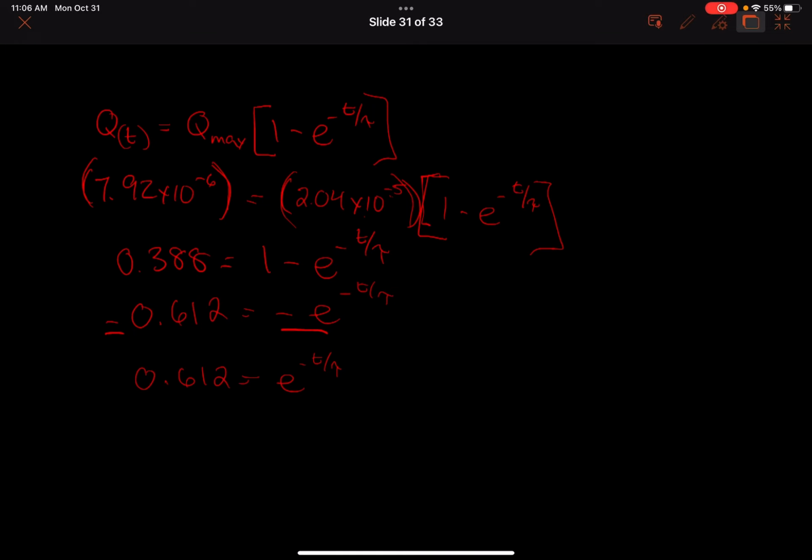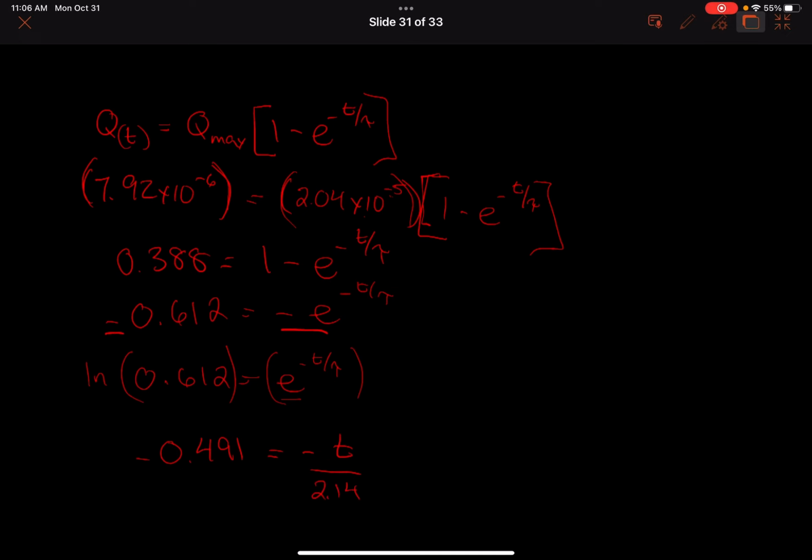Okay, so this is where we're like, now what do we do? If you remember, I mentioned at the beginning of the lecture, the opposite of e is natural log. So if we take the natural log of both sides, then we're going to end up with negative 0.491 is equal to negative t over tau, and our tau is 2.14.